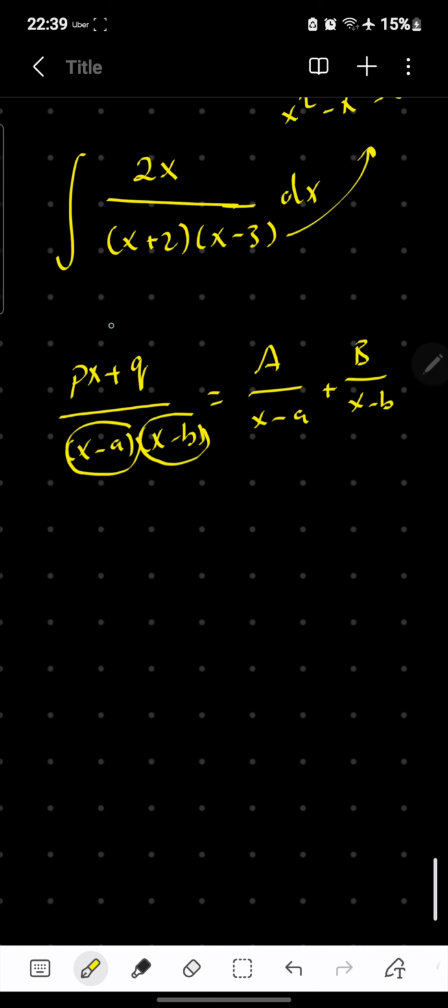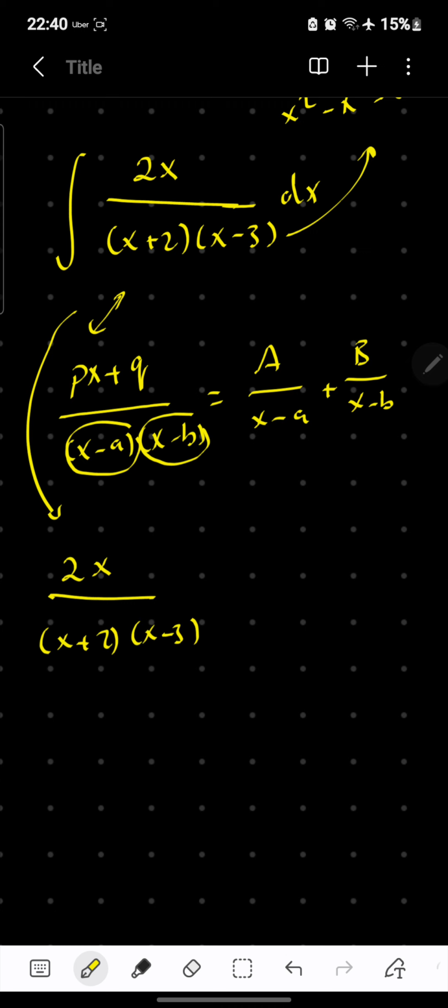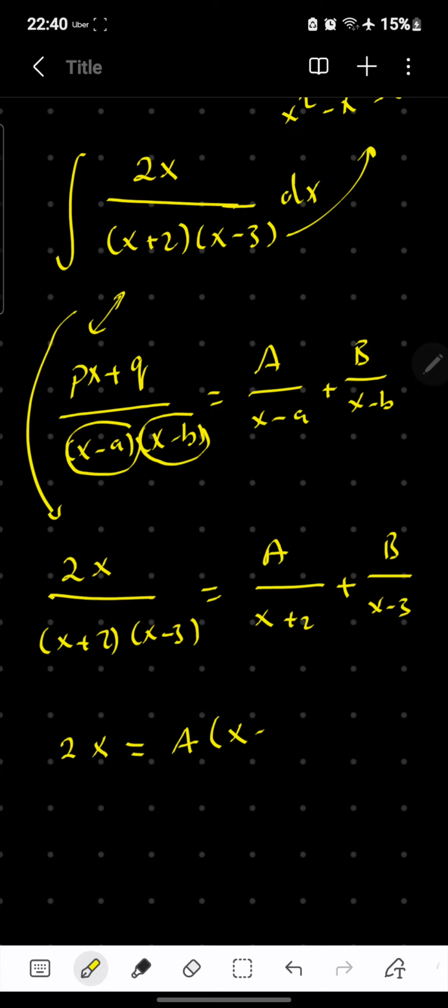So this is typically like this case. Forget the integral, let's take the integrand: 2x over x plus 2 times x minus 3 equals a over x plus 2, plus b over x minus 3. This is the first case. What should we do? Try cross multiplication. So it will be 2x equals a times x minus 3 plus b times x plus 2.